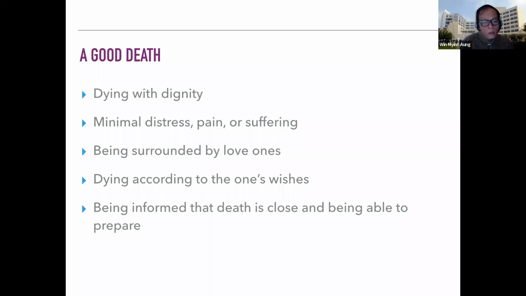Being surrounded by loved ones is one of the goals of palliative care, and dying according to the wishes of the person. Make sure that we try to fulfill the wishes of the person or the family. Being informed that death is close.